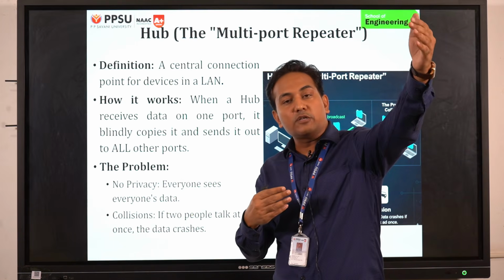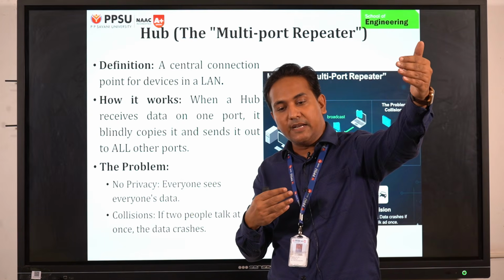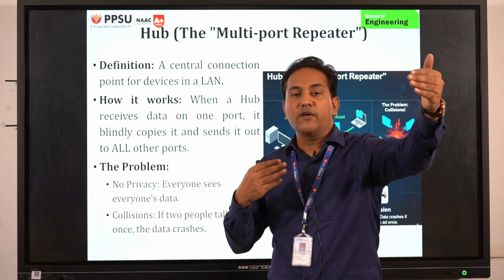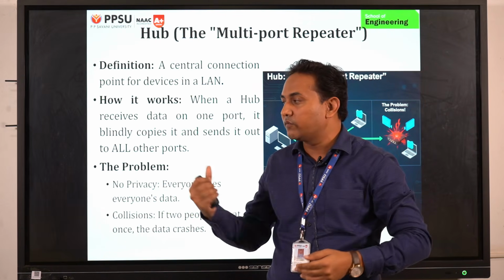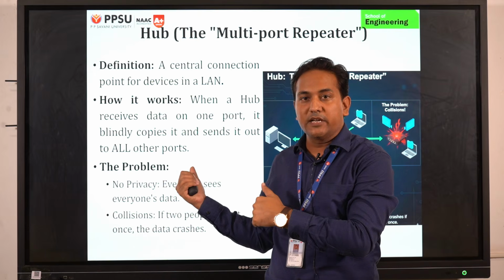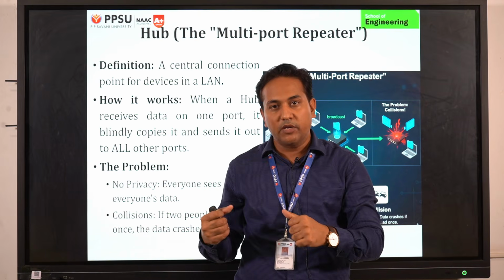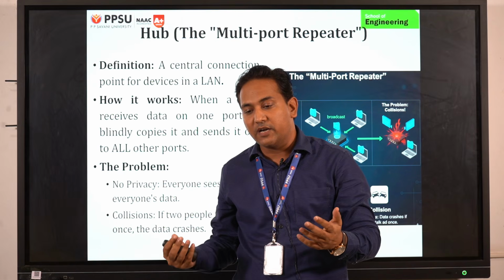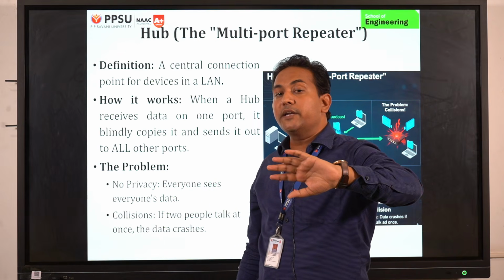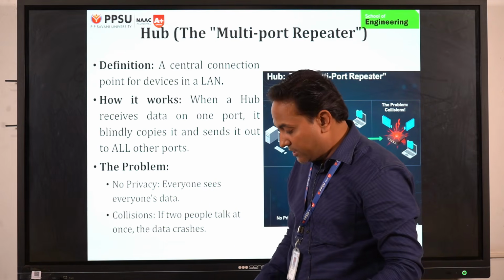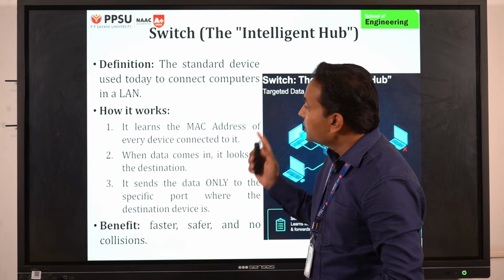So if someone wants to send data from another point, let's say point C, the data will get crashed because of this non-smartness. So this is also a dumb device, or you could say it's not a smart device. So now in computer networks we came up with another device that is called a switch.